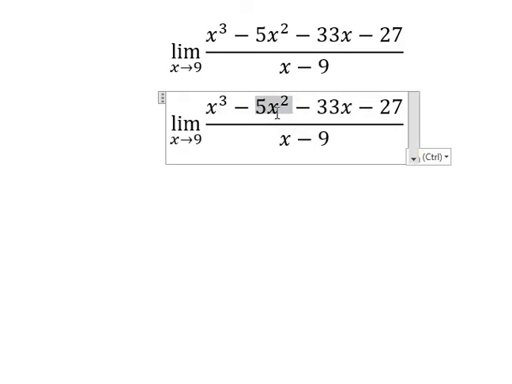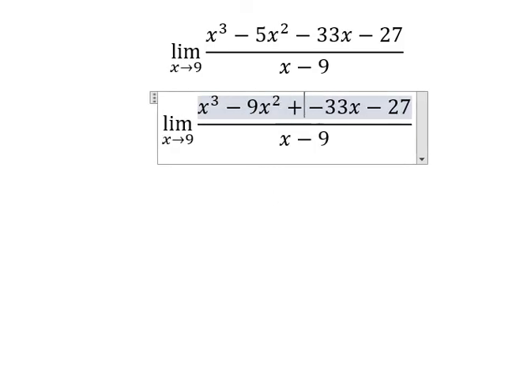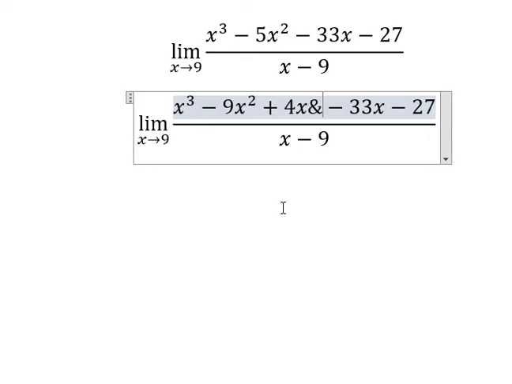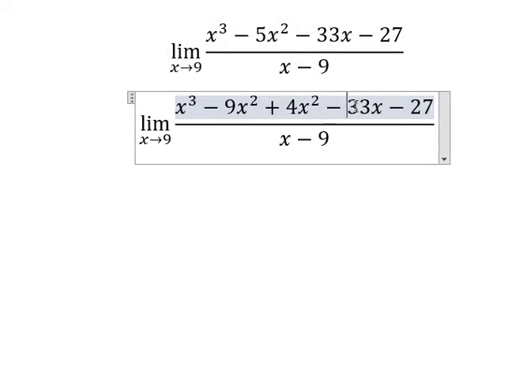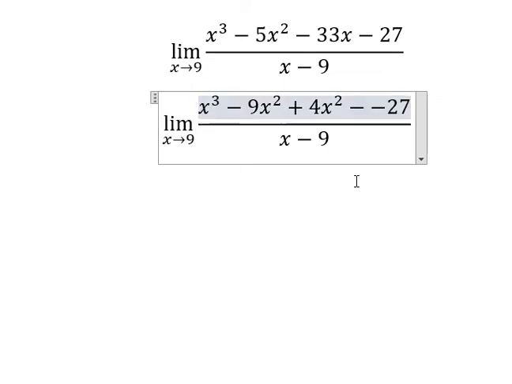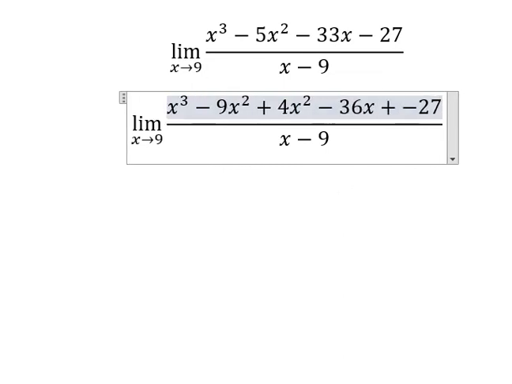About 5s squared, I can put into 9s squared plus 4s squared. About negative 33s, I can put negative 36s plus 3s.